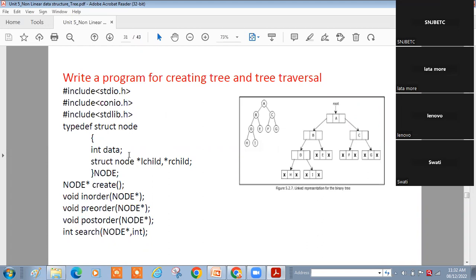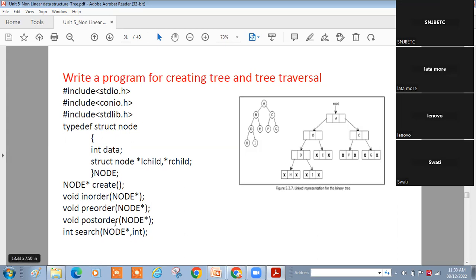What does this star indicate? Star indicates the pointer. So pointer for left side, pointer for right side. And this is nothing but a structure node. So if you carefully did the program for linked list, the same structure I am using over here. Now next is we have to provide these different functions. So I have written create, in order, pre-order, and post order. Now again, if we want, we can find out the element also.